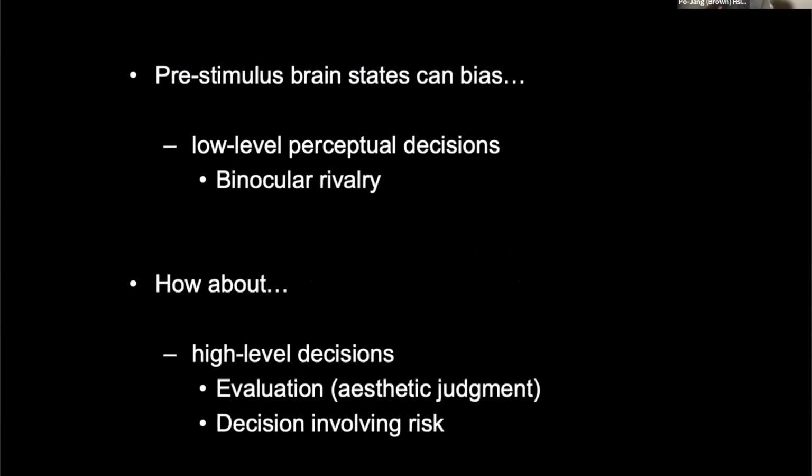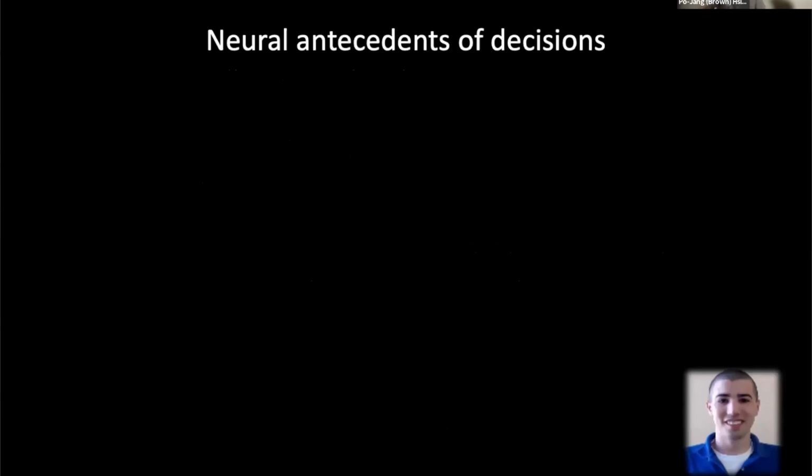Okay, and what you just saw is actually a lower level perceptual decision. So after this study, we started to think, well, how about a higher level decision-making paradigm? Is it possible that we can still predict people's decisions in these other kinds of higher level decision-making paradigms? So to answer the question, one of my previous graduate students decided to examine the neural antecedents of decisions by doing the following experiments.